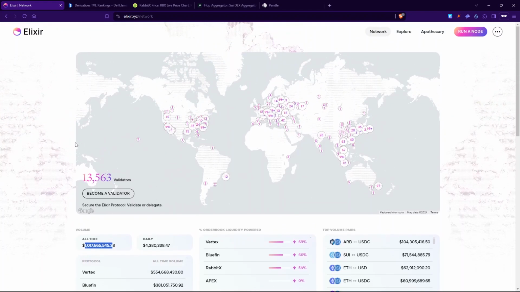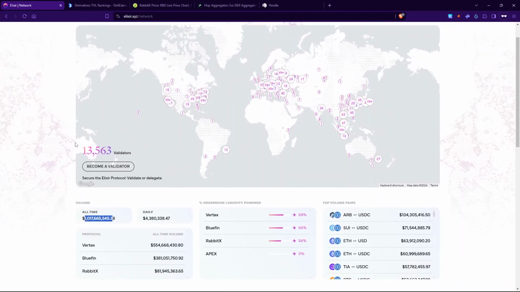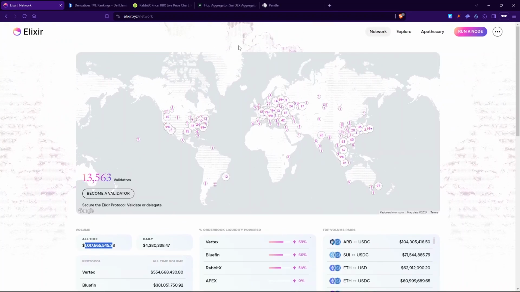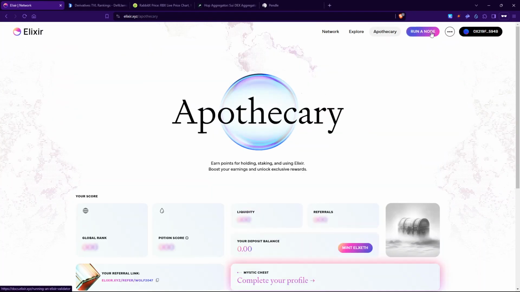Now coming back to the Elixir protocol, how can you support it? How can you provide liquidity on Elixir protocol? To provide liquidity on Elixir protocol, you can head over to the Apothecary page.